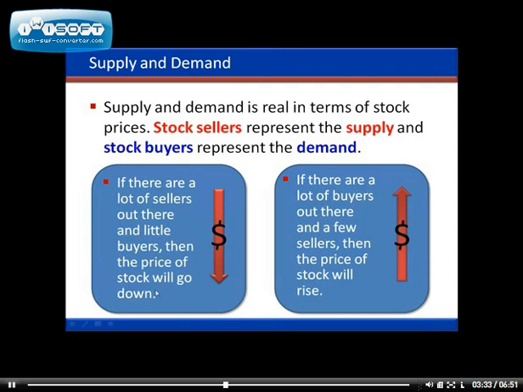If there are a lot of sellers out there and few buyers, then the price of stock will go down. And these are not necessarily referring to the stock market in general. It's referring to the reactions to individual stocks or individual companies. So if there are a lot of sellers and few buyers, then the stock price will go down. If there are a lot of buyers out there and a few sellers, then the stock price will rise.